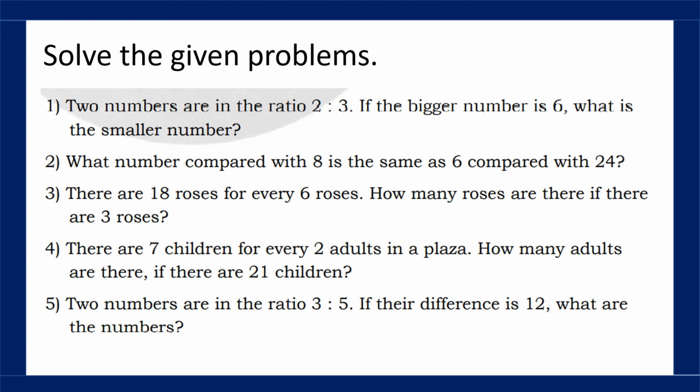Number 5. Two numbers are in the ratio 3 to 5. If their difference is 12, what are the numbers?